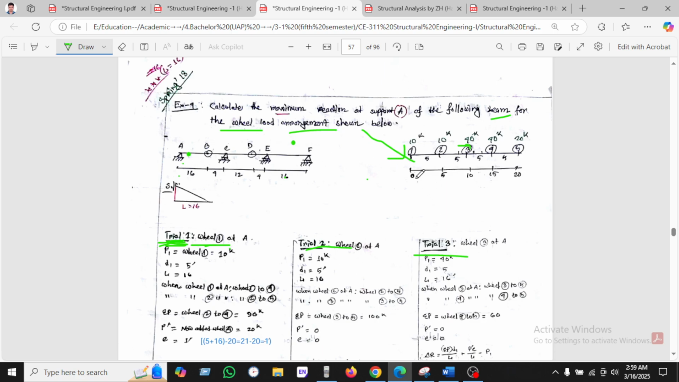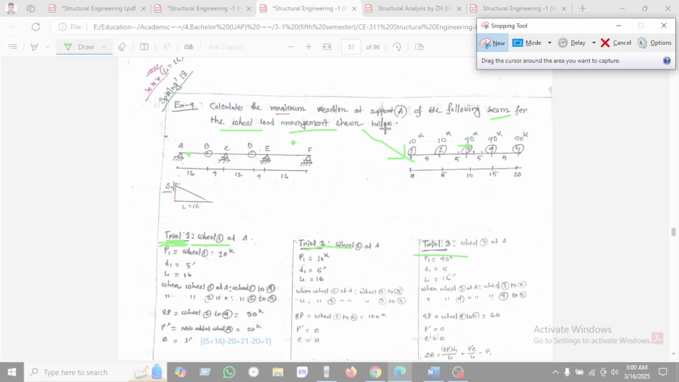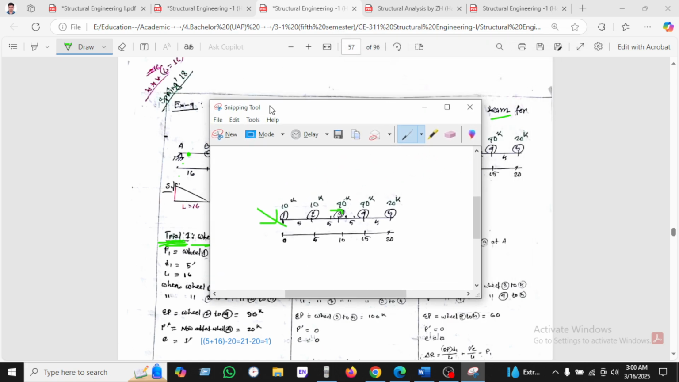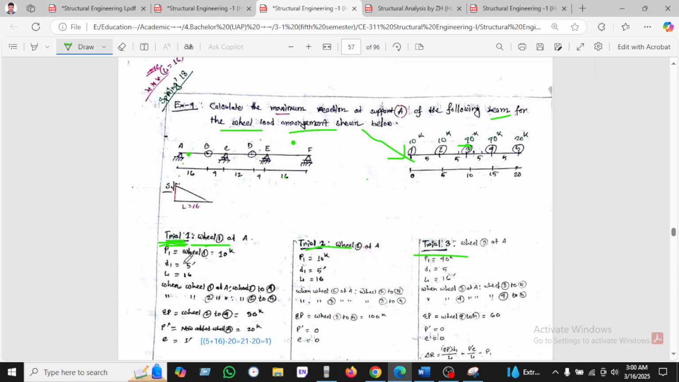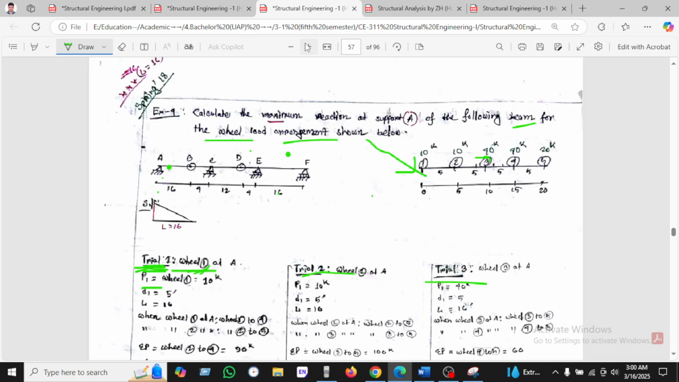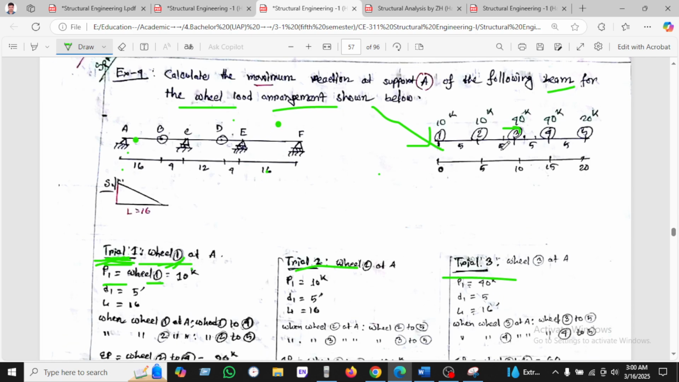So I'm taking a screenshot here. Wheel 1 is supported over A, this is A. Okay, so what will happen? As we have said, P1 is wheel 1, so it will be 10 kip, as given here. And D1 is the distance between wheel 1 and wheel 2. As wheel 1 is set here, this distance D1 is 5, and the length we know is 16, as the only support span AB is 16.